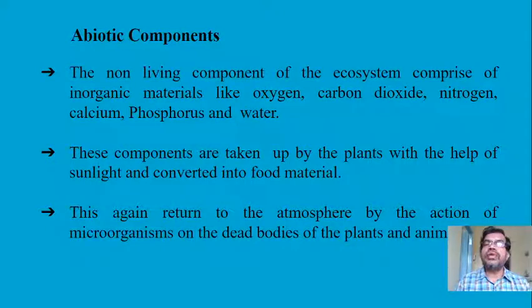The non-living components of an ecosystem comprise gases like oxygen, carbon dioxide, nitrogen, and some inorganic materials like calcium, phosphorus, and water. These components are taken up by the plants with the help of sunlight, and they are converted into food material. This again returns to the atmosphere by the action of microorganisms.